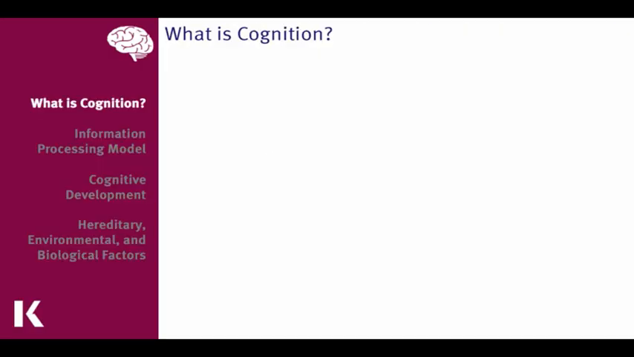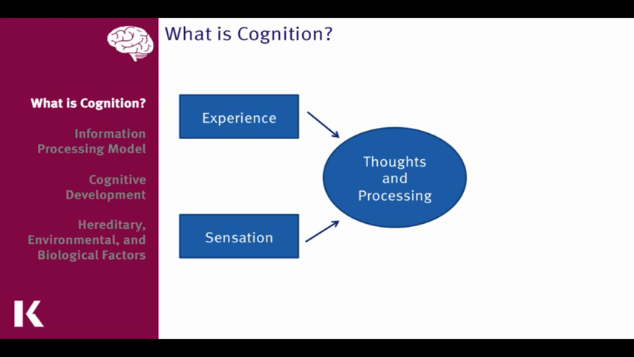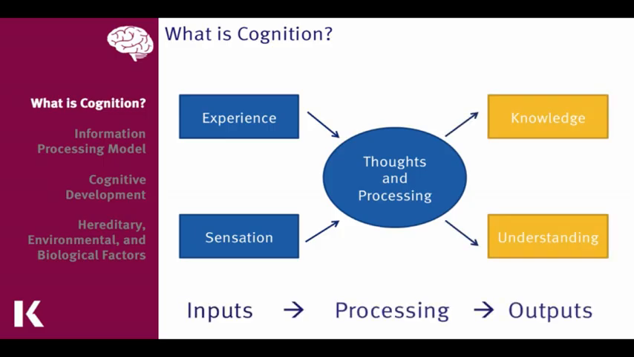Cognition deals with how our brains sift through and deal with the enormous amount of information that's thrown at us from our environment. It involves everything from perception, attention, memory, problem solving, to reasoning, and much more. Our brain processes a lot of information, and we are constantly overloaded with experiences and sensations that lead to thoughts and processing in our brain. Essentially, our brain is sifting through what's important and what isn't to create knowledge and understanding. Simply put, inputs are being processed to lead to outputs.